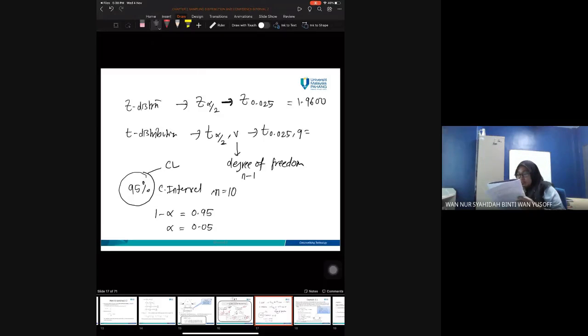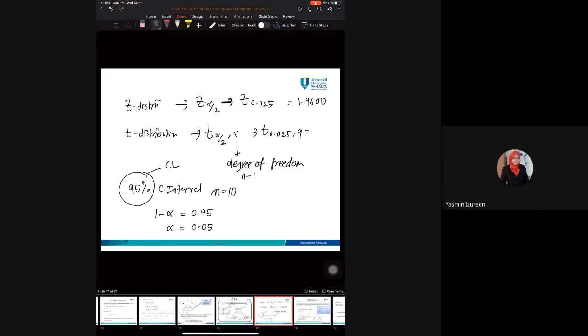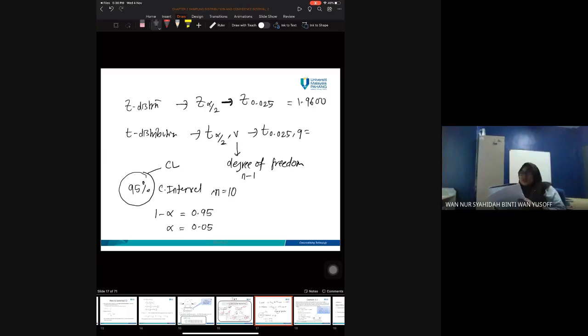It is different from mine. 0.025, look carefully. I think what you read just now is for 0.0025, isn't it? Our probability value is 0.025. It should be 2.2622. So be careful. The one that our friend referred to just now is 0.0025. What we need is 0.025. So 2.2622.